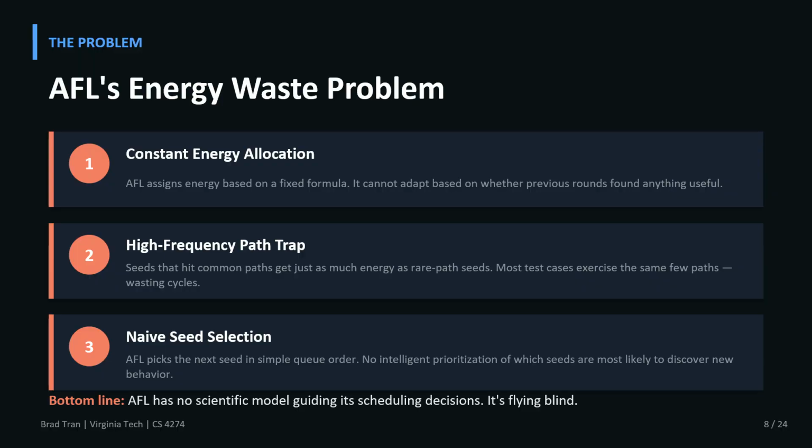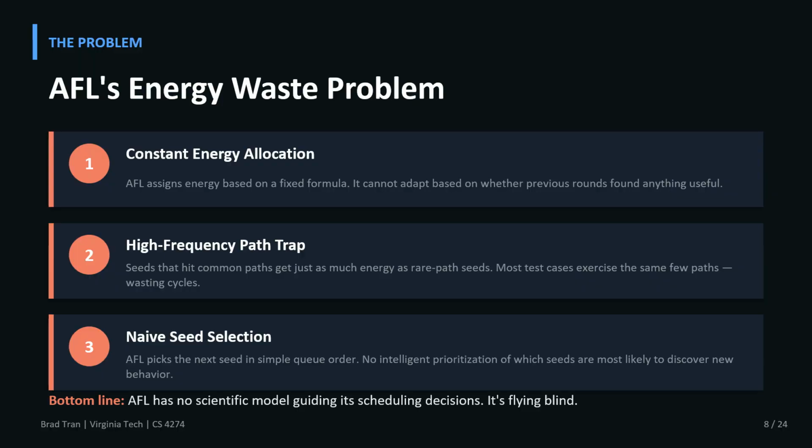Second, the high frequency path problem. Seeds that exercise common, heavily tested paths receive comparable energy to seeds exercising rare paths. But if a path has already been hit millions of times by other test cases, the marginal probability of discovering something new by hitting it again is essentially 0. AFL doesn't actually distinguish between these cases.